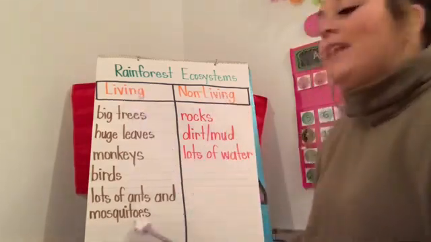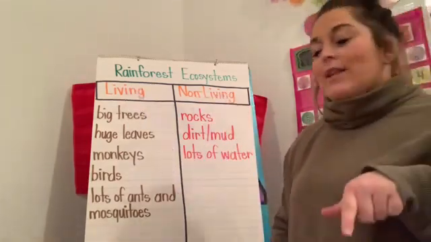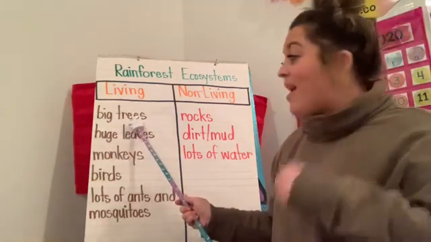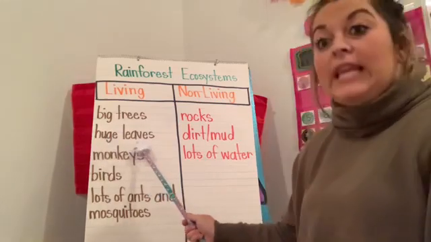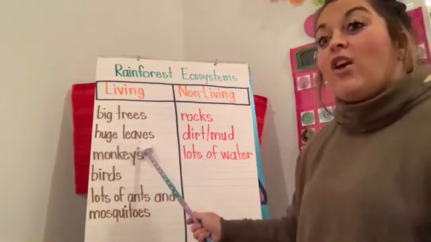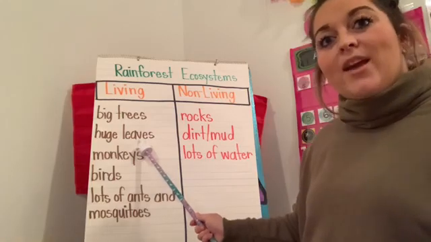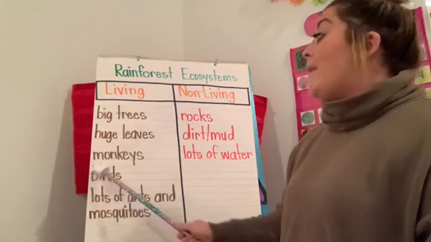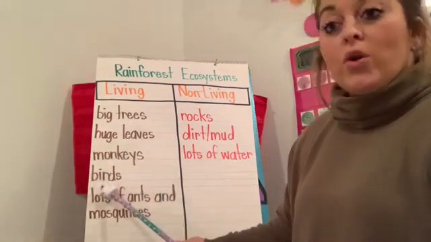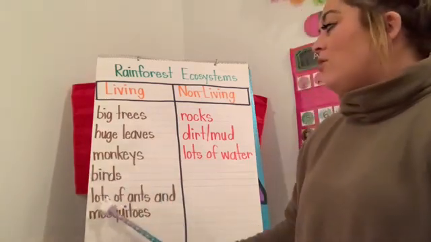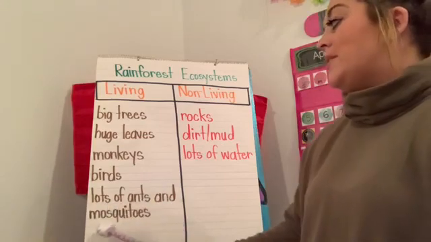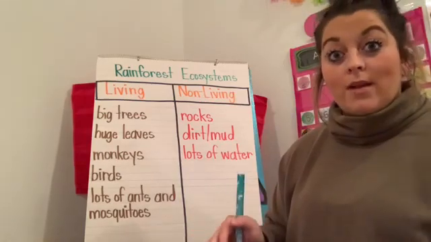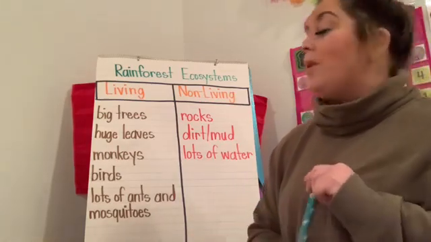So some of the living things that I remember they mentioned in that story were the big trees. Do we know plants are living things? Oh yeah. There were huge leaves. Remember, those leaves are able to make their own food because they're living. Huge leaves are living things in the rainforest. Monkeys are living things. Birds are living things in the rainforest. There are also lots of ants and mosquitoes in the rainforest, along with tons and tons of other animals and insects that they mentioned in our story.